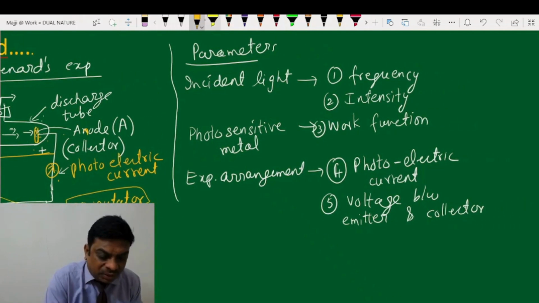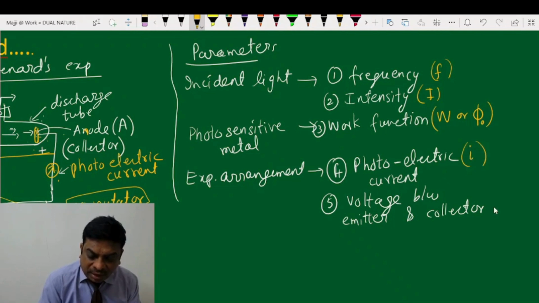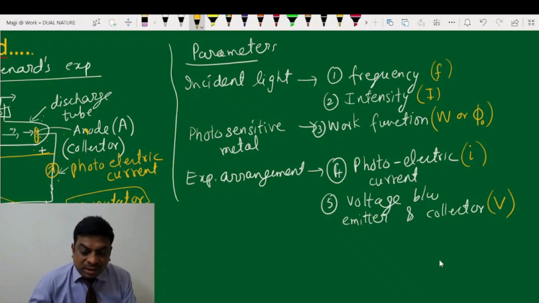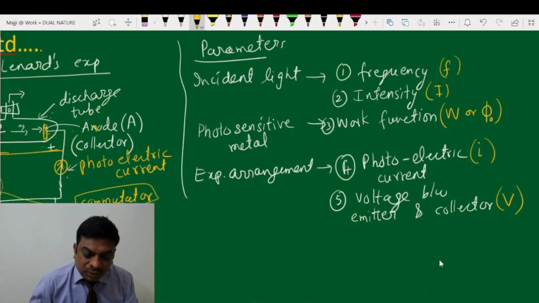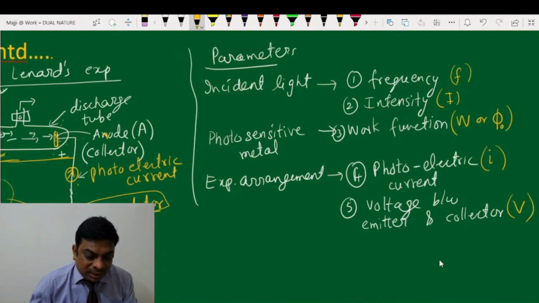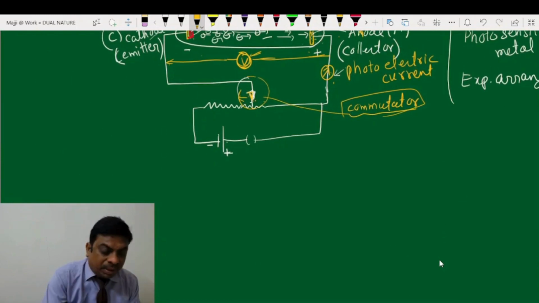So frequency will be denoted with F, intensity with capital I, work function with W. In certain textbooks they take it as phi. Photoelectric current I denote by I, and voltage, anode cathode voltage or emitter collector voltage, as V. These are the five things involved here, students. So we have to seek the relationship between these five parameters. Okay, so one by one we'll see what all things come up along our way.